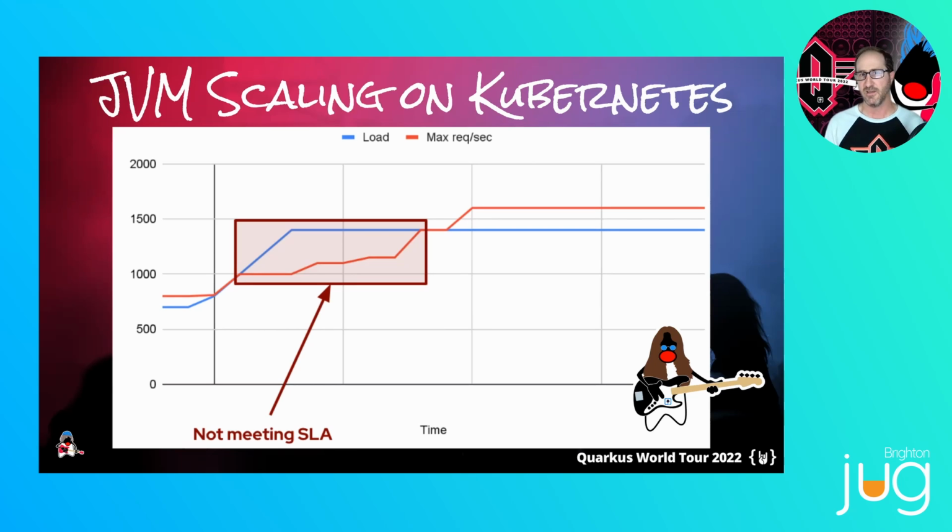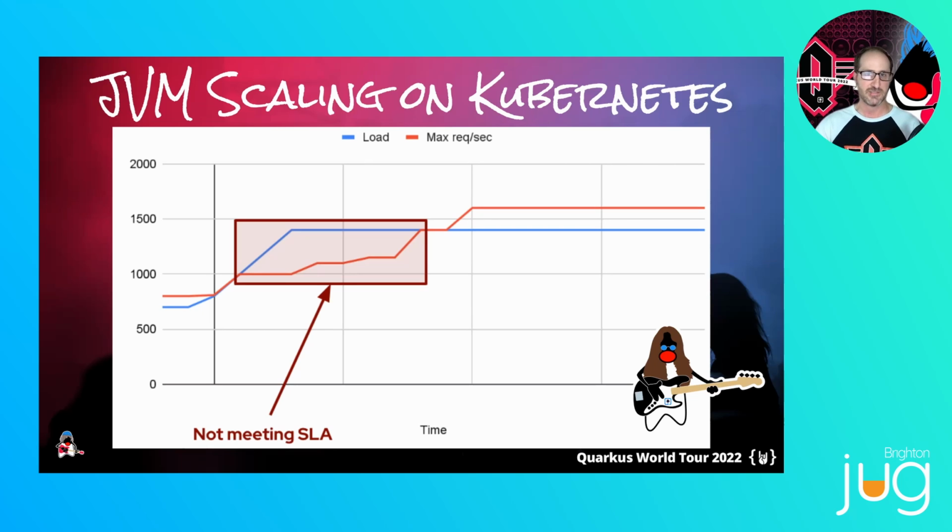But what they were seeing was as traffic increased to something like 1400 or 1500 requests per second, Kubernetes would then start to scale up their application. But the problem was the application, as it started to scale, still wasn't warm enough to deliver on its SLA because it needed time to warm up.